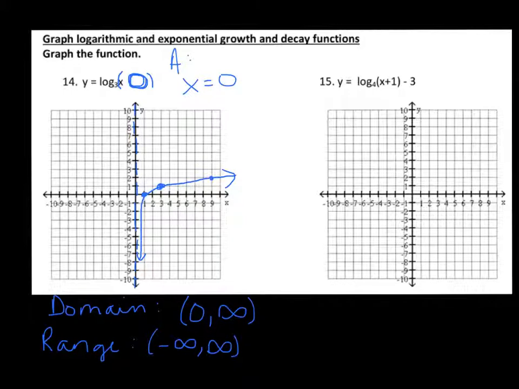Okay, on this next logarithmic function, we notice that this one will have an asymptote other than 0. We see this plus 1, which means that it's going to have a vertical asymptote at -1. I'm not doing a great job drawing that, I apologize. And so then we have our asymptote in there. Now we're just going to plot points.